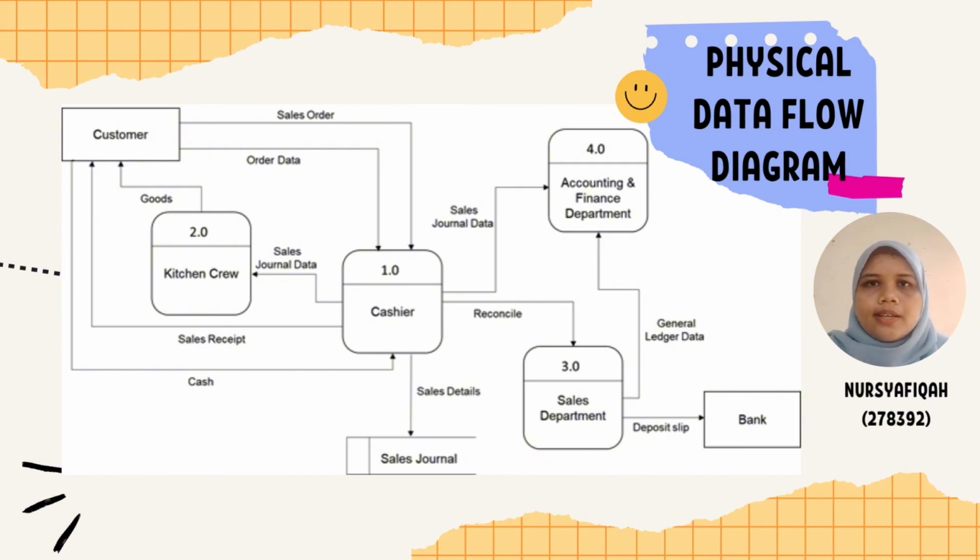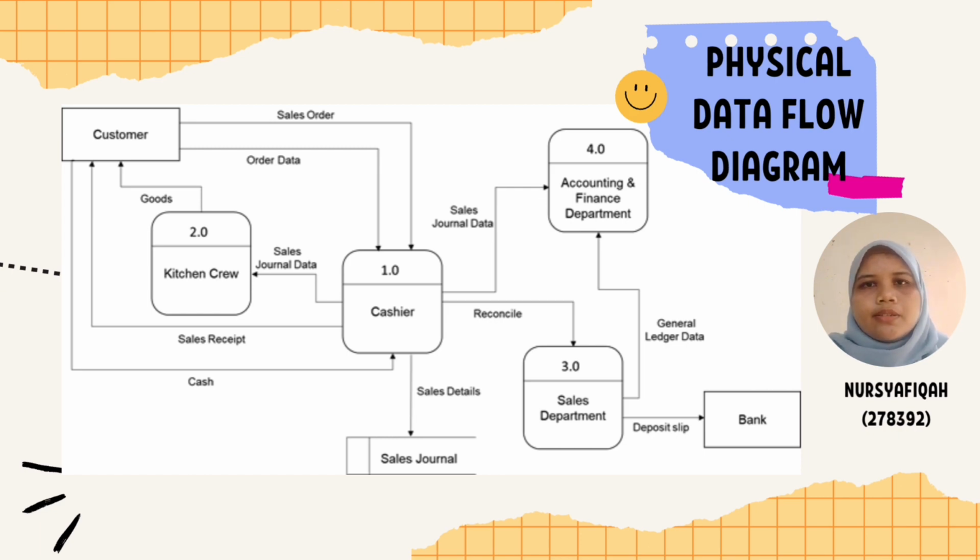The first entity involved is the cashier. This happens when the customer makes a sales order at the stall, to the cashier. Then the cashier will update the customer order data to the system. The sales order will be recorded by the cashier and the customer will get a sales receipt when they complete the payment at the cashier. Then the cashier will make the sales details into the sales journal, and the sales journal data will be given to the second entity, which is the kitchen crew.